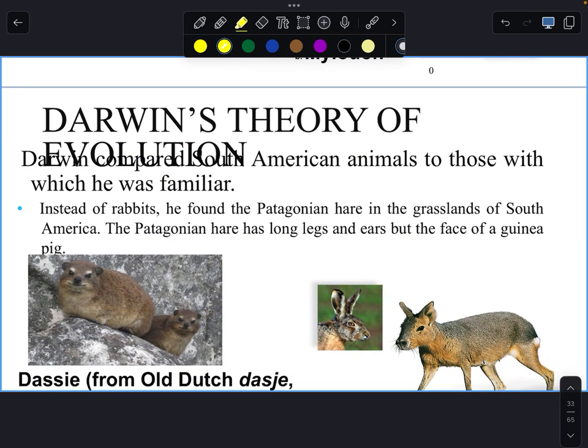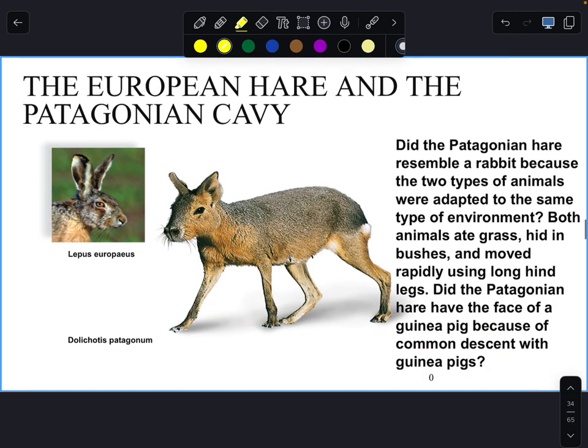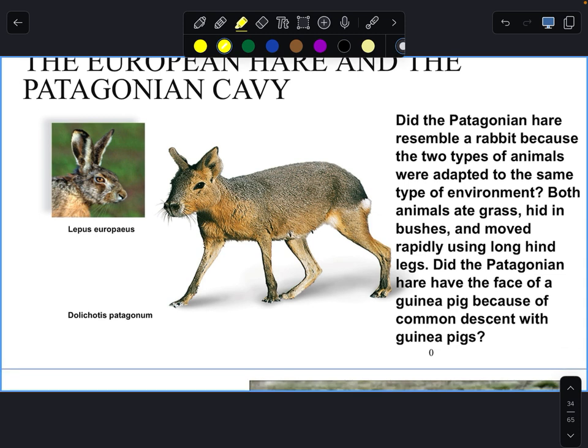Darwin compared South American animals to those with which he was familiar. Instead of rabbits, he found the Patagonian hare in the grasslands of South America. Similar, but not exact, right? So were they adapted to the same environment? Both animals ate grass, hid in bushes, moved rapidly.